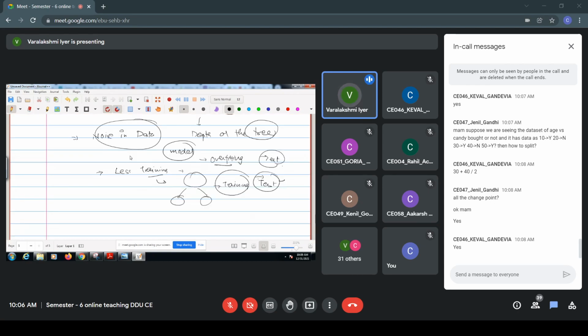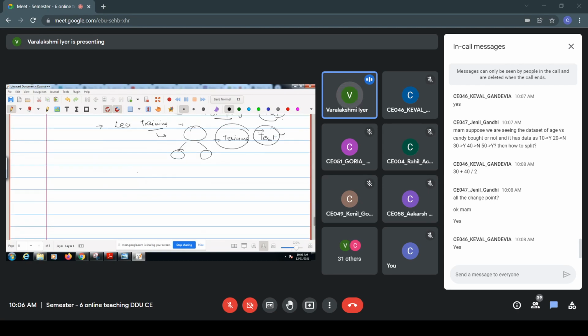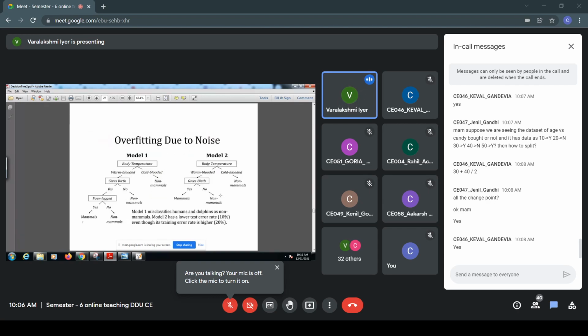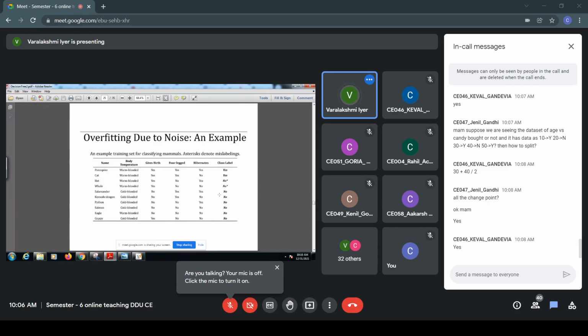Okay, these are the two cases in which overfitting can occur. Overfitting in decision tree learning will be a function of the depth of the tree. For example, consider this data set, where we are trying to classify mammals with yes or no labels, whether they are mammals or not. Wherever there is an asterisk symbol, those are noisy data. They should have been yes class, but they have been classified as no in the training data set.